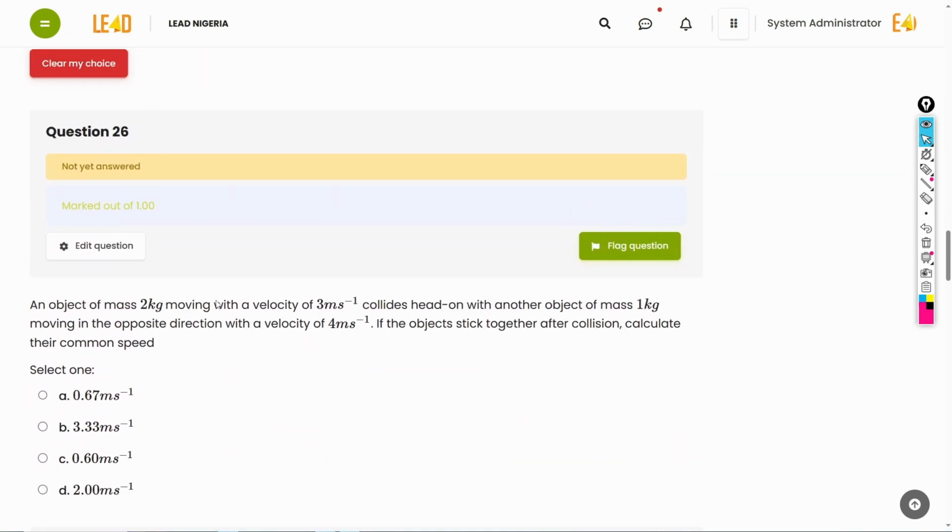Question 6. A body of mass 2 kg moving with a velocity of 3 meters per second collides head-on with another object of mass 1 kg moving in the opposite direction with a velocity of 4 meters per second. If the objects stick together after collision, calculate their common speed. All right, so we're going to use the law of conservation of linear momentum.